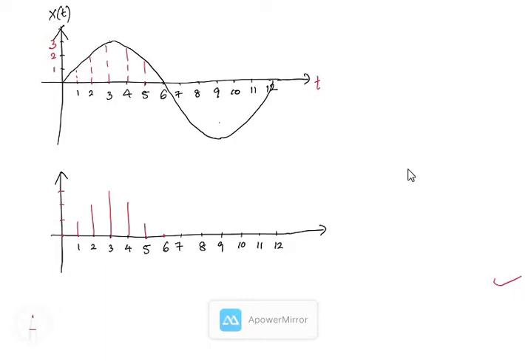And then number 7 is go down, right? So this means this is a negative 1, negative 2, negative 3. Okay, so this is the quantized signals.